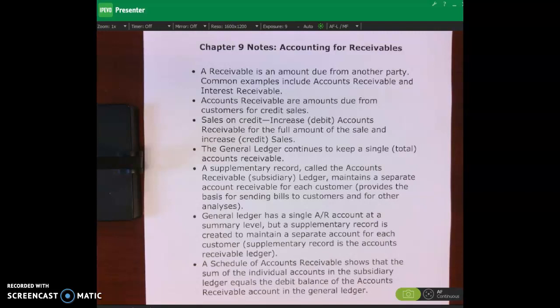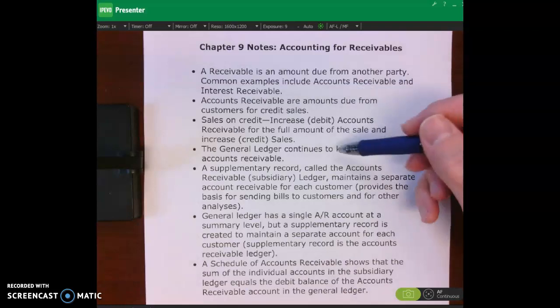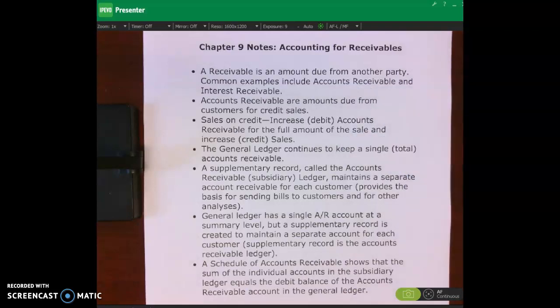We would keep track of all of their individual receivables that they owe us, and then what we could do is add up all of those, and then that should equal the total in the overall general ledger. Okay?